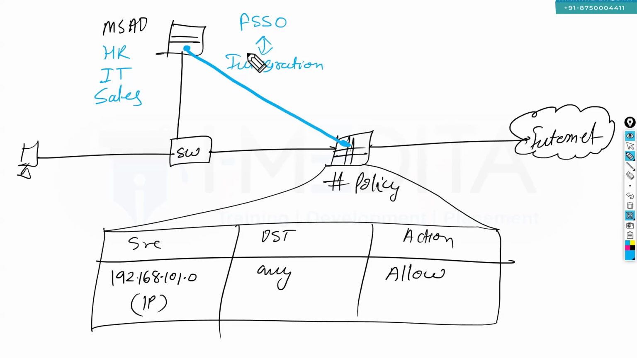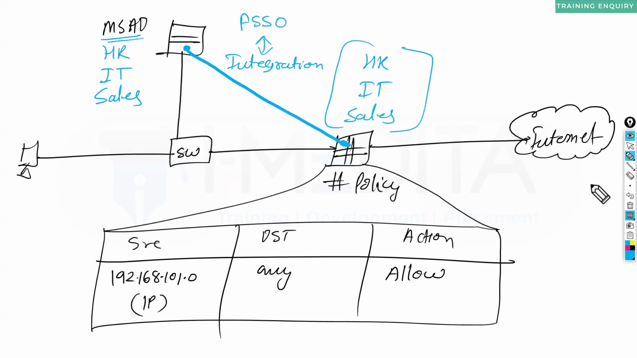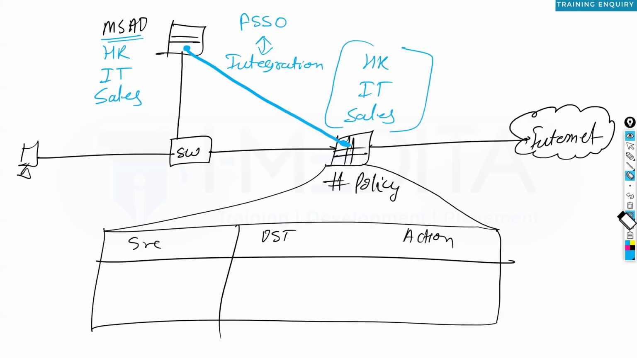Fortinet Single Sign-On is a solution. Using it, we can integrate Microsoft Active Directory with FortiGate Firewall so that we can synchronize AD groups with the firewall. And when AD groups are synchronized on the firewall, then we can configure policy in this way: if the user belongs to HR, IT, or sales, if they want to go anywhere, they are allowed.